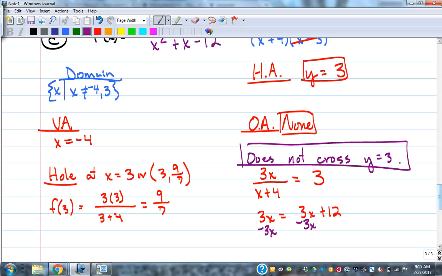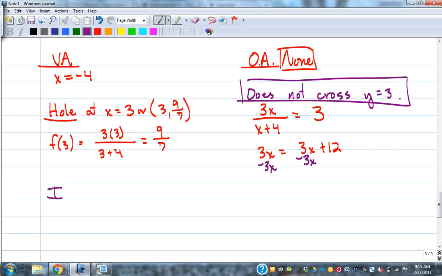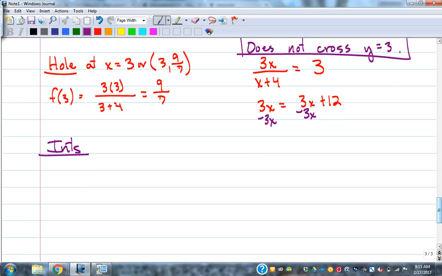And last thing, intercepts. We're much better at this than we were yesterday. We're much better at this than we were at the beginning of the class today.